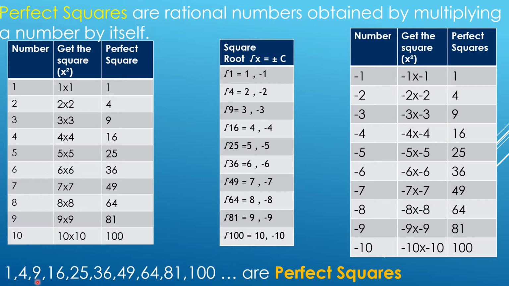So ayan, nakalista na ngayon kung ano yung mga perfect squares, pero hindi lang dyan nagtatapos ha. Marami pa yan. Pwede pang 11 times 11. How much is 11 times 11? 121. 12 times 12, 144.